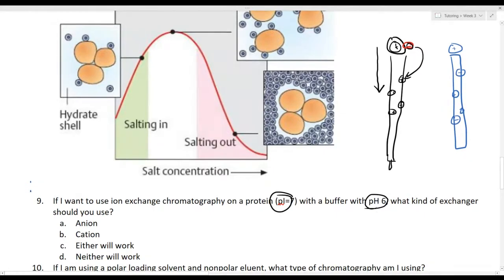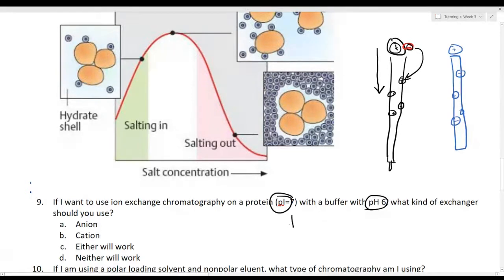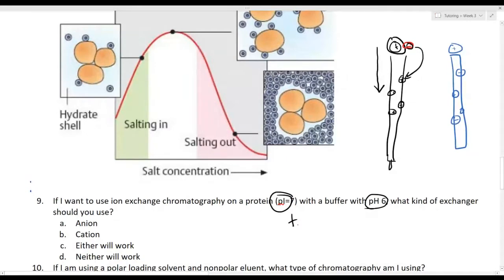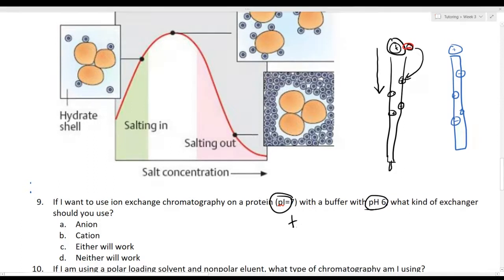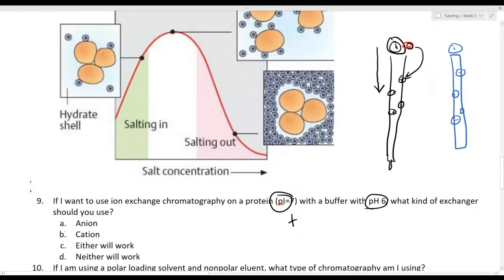Okay, and so if this is going to be positively charged, what kind of exchanger should I use? Should I be trying to exchange cations or anions? Cations, perfect. Yeah, so you're going to use a cation exchange column to purify a positive protein. Exactly. All right.